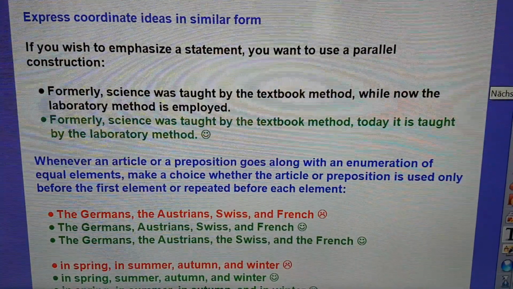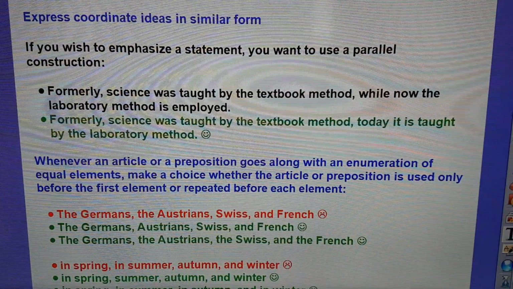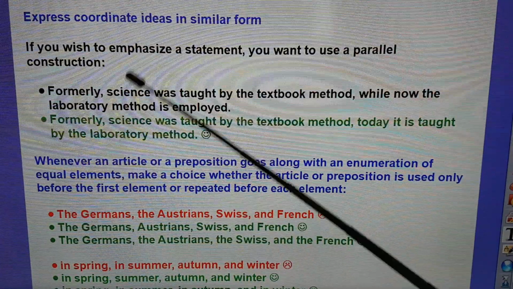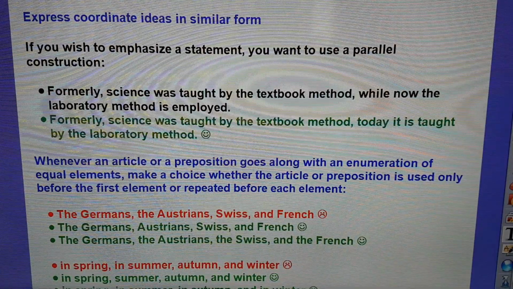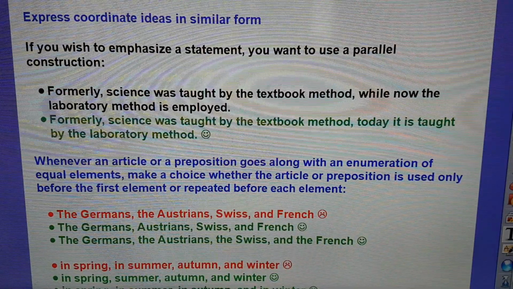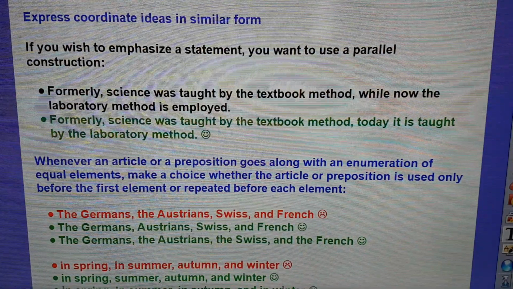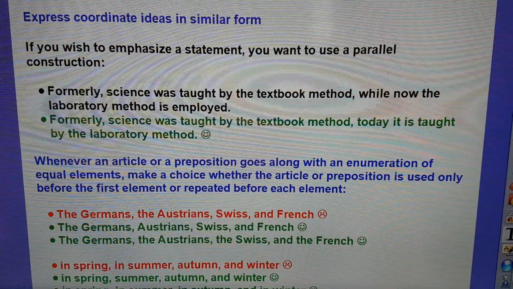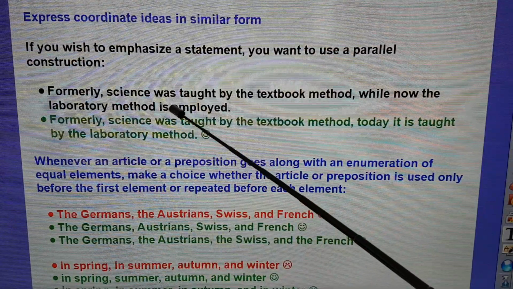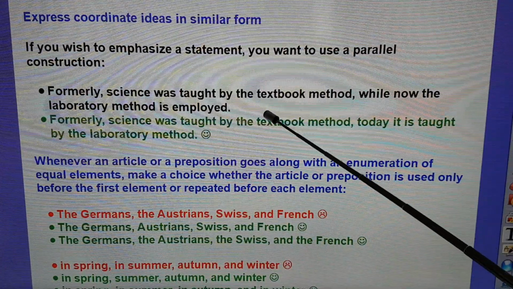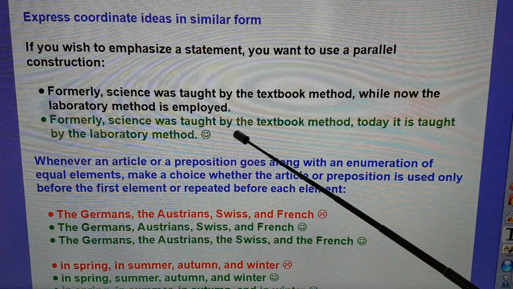Now we are approaching syntax. Express coordinate ideas in similar form. So, if you wish to emphasize a statement, if you really want to make a point of something, you want to use a parallel construction. I've brought you this example here. Formerly, science was taught by the textbook method, while now the laboratory method is used.